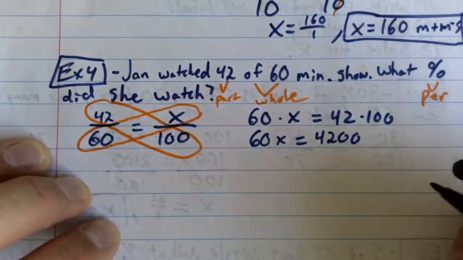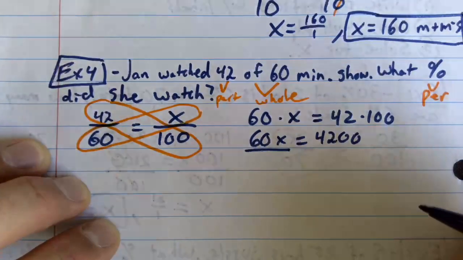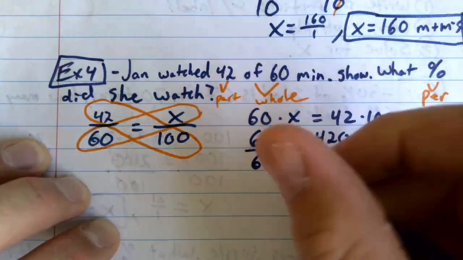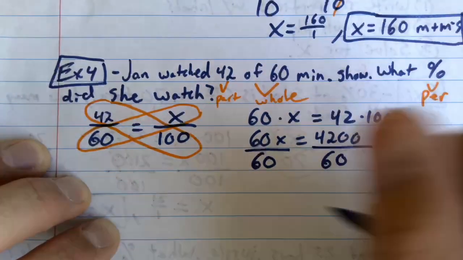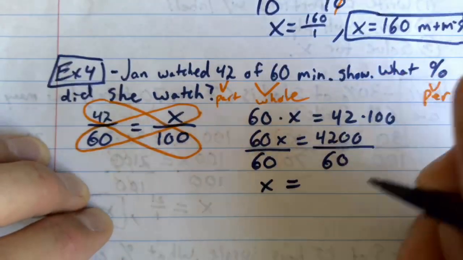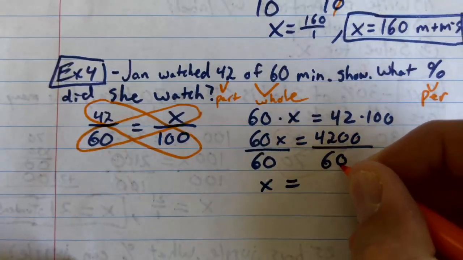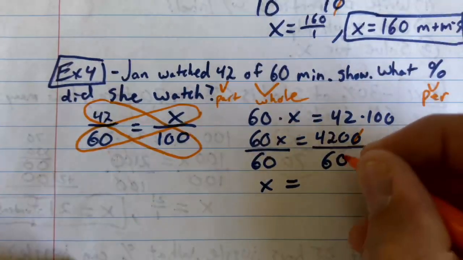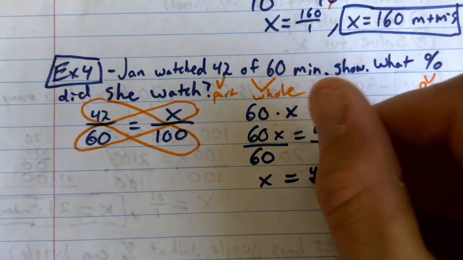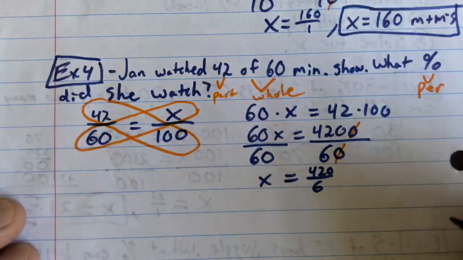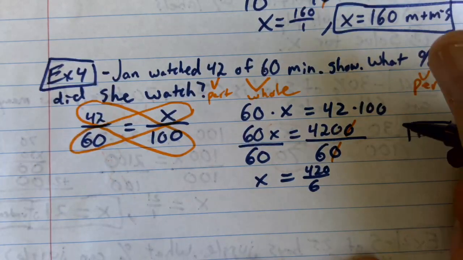All right, and then step 3 just says divide to find X. So how do we get X by itself? Divide by 60, and whatever we do to one side, we must do to the other. Divide by 60, and X equals, and then do we have a 0 on top and on the bottom? Better believe it. Cross that off, cross that off. Now we have X equals 420 over 6. So just go and work that out. You have 420 divided by 6.